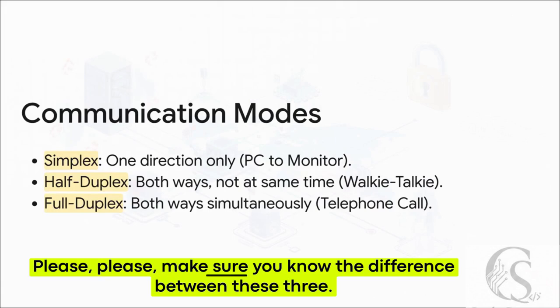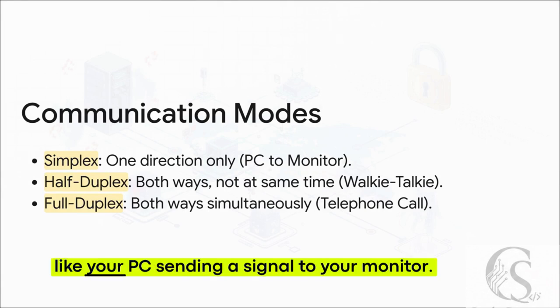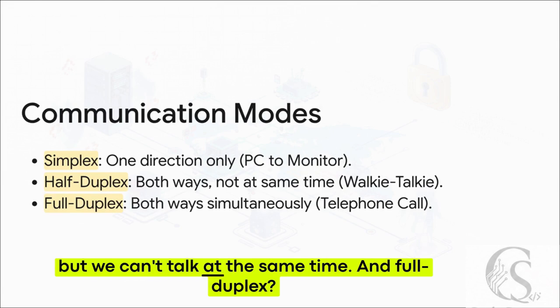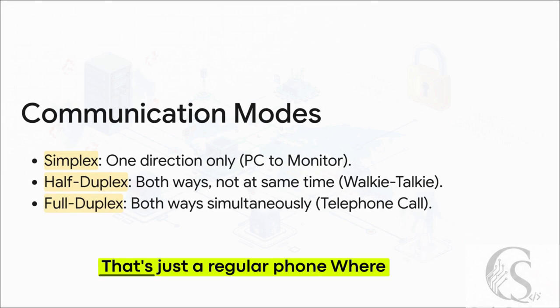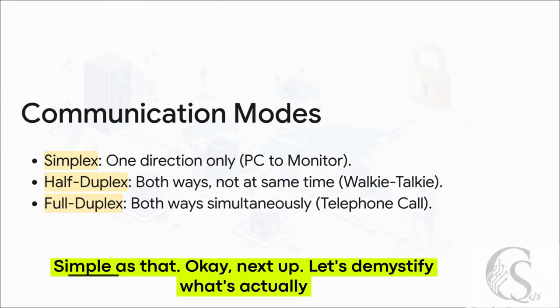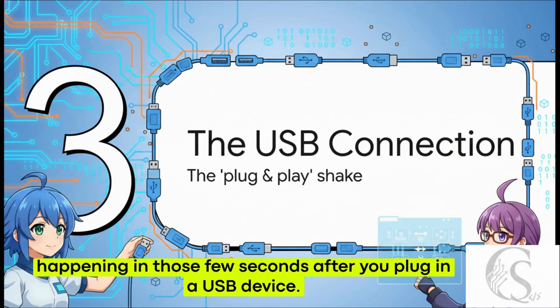Please, make sure you know the difference between these three. This is a very common exam question. Simplex is just a one-way street, like your PC sending a signal to your monitor. Half duplex is like a walkie-talkie. I can talk, then you can talk, but we can't talk at the same time. And full duplex, that's just a regular phone call, where we can both talk and hear each other simultaneously. Simple as that.